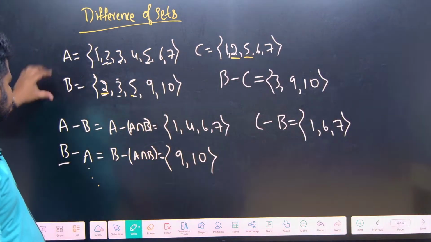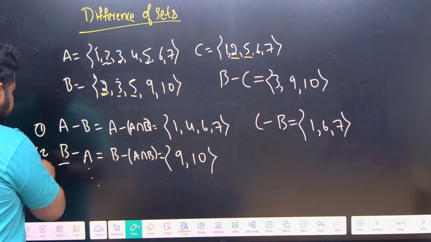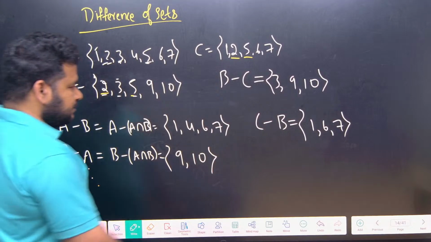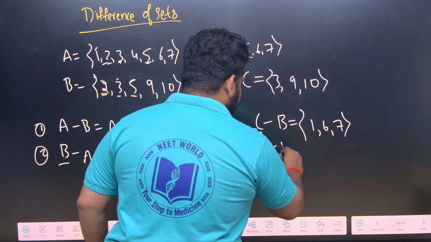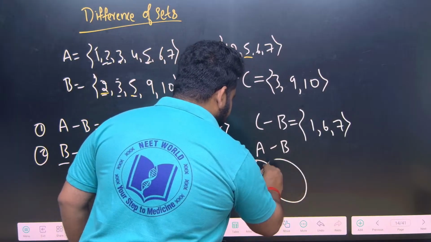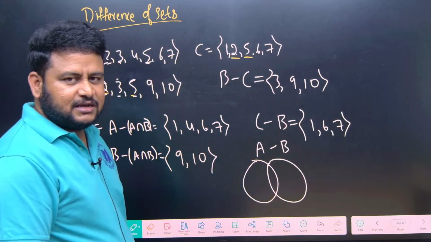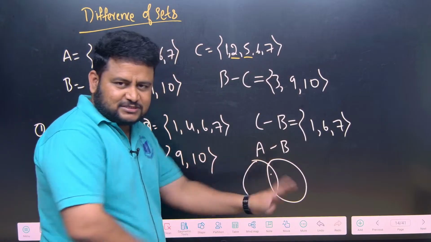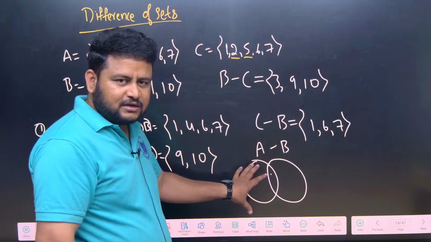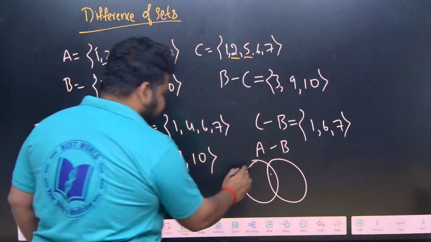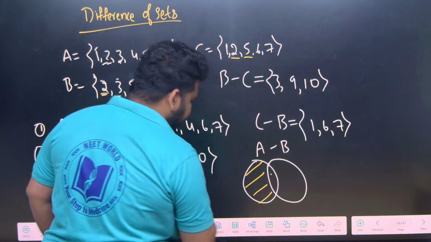Suppose I take the first and second examples. If I want to represent a Venn diagram, if I am writing A minus B, we are having it like this. A minus B means remove all the common elements, and also remove set B. Whatever is left over will be the answer. Whatever is left over, I will represent it like this. So this is A minus B.